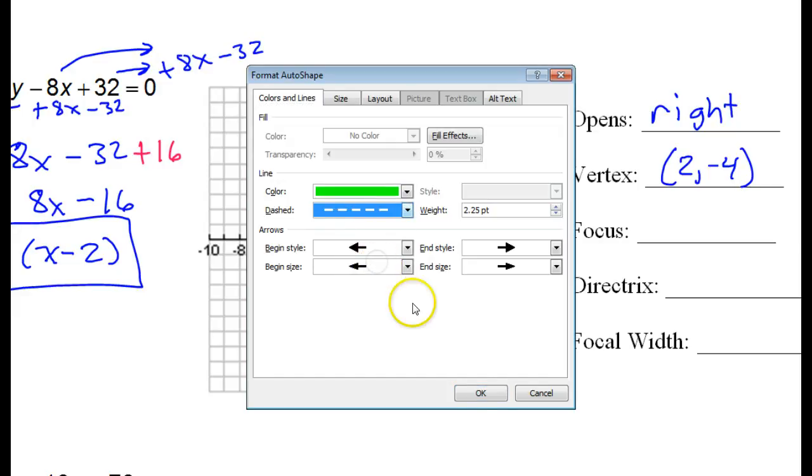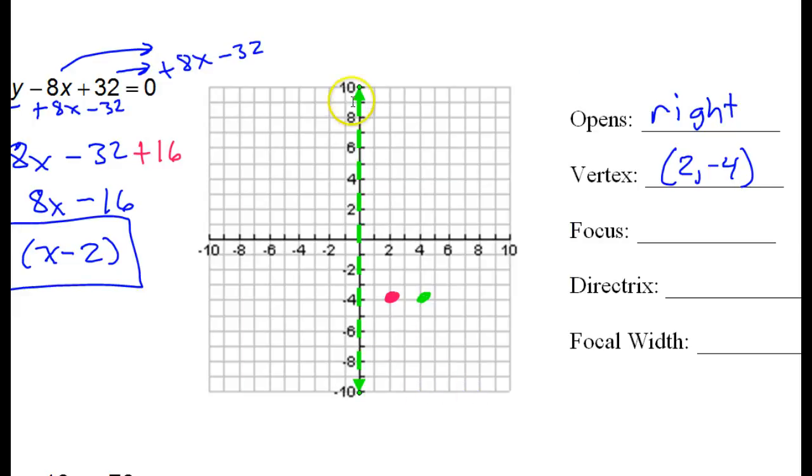Let me jazz it up. Okay, so there is our directrix. Let's record this stuff. So the focus is (4, -4). The directrix: vertical lines are always x equals a number. In this case, it's right on the line, so that's x equals 0.